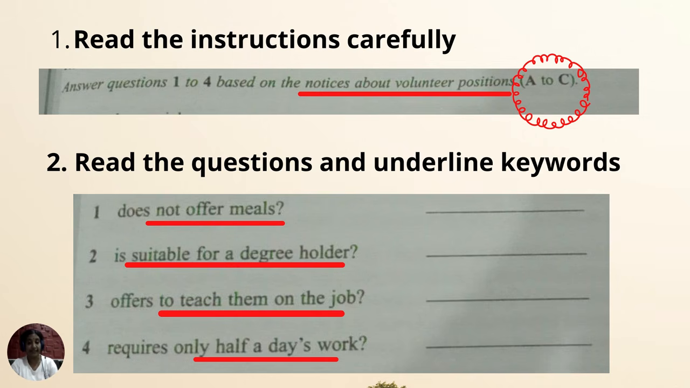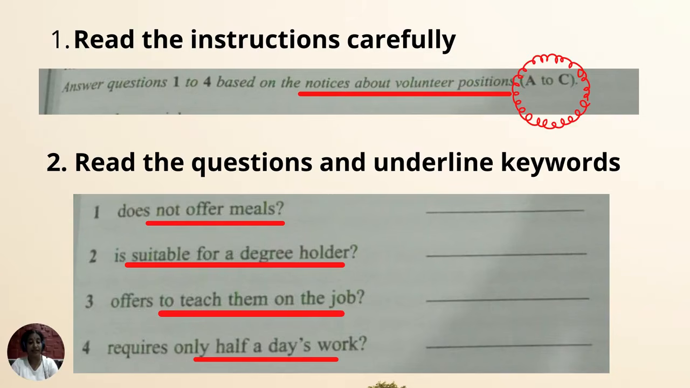For instance, answer questions 1 to 4 based on the notices about volunteer positions in bracket A to C. So meaning that there are 3 tags A, B, and C given, and these tags are notices, and the topic or the theme is volunteer position. So the notices are actually about volunteer positions.